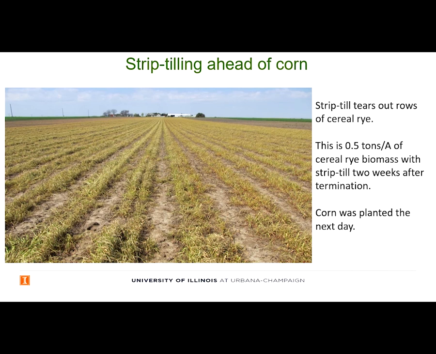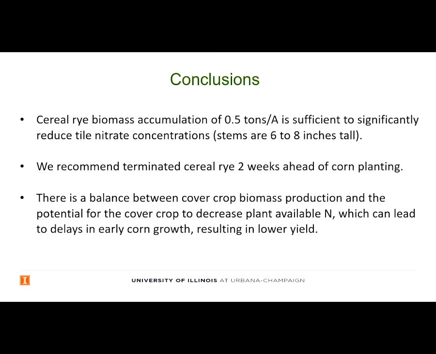Now, strip till tears out some rows of cereal rye, and so that does reduce the cereal rye biomass. But this is a picture that represents a half a ton per acre of above ground biomass with strip till, and this was terminated 2 weeks before this picture was taken, and corn was planted the very next day, and this did not give us a yield hit. We got the same yield as no cover.